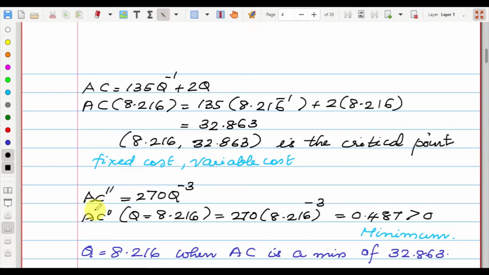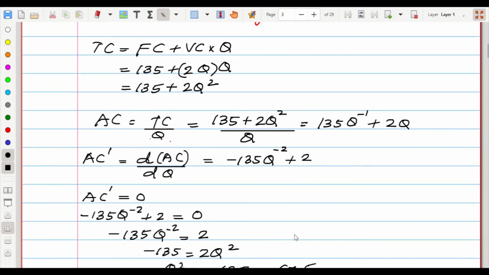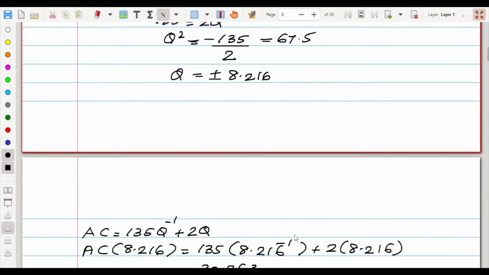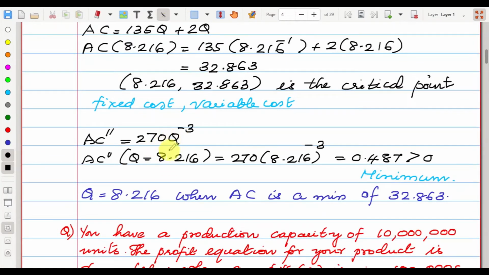Now we need to find the second derivative of AC. So we need to differentiate the first derivative. This is our first derivative: minus 135 into minus 2 q raised to minus 3. Minus 135 into minus 2 we will get 270, so 270 q raised to minus 3. Substituting q equal to 8.216, we will get 270 into 8.216 raised to minus 3, that is equal to 0.487, which is greater than 0. Greater than 0 means this point is a minimum. So at q equal to 8.216, AC is a minimum of 32.863.